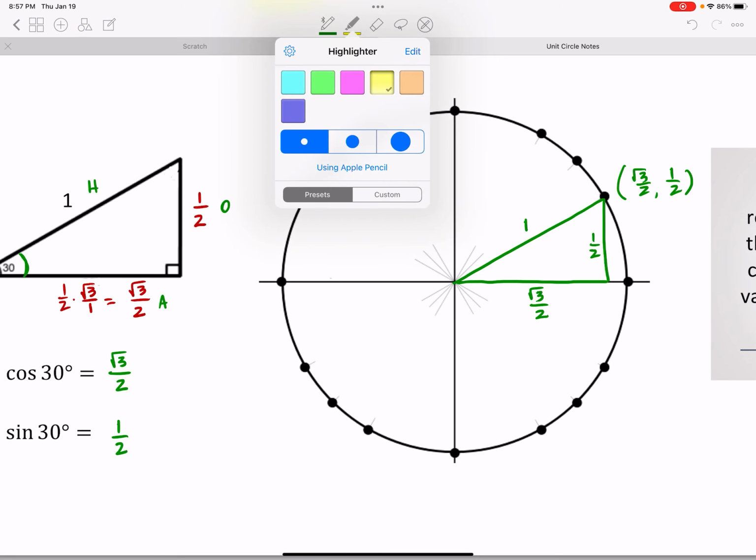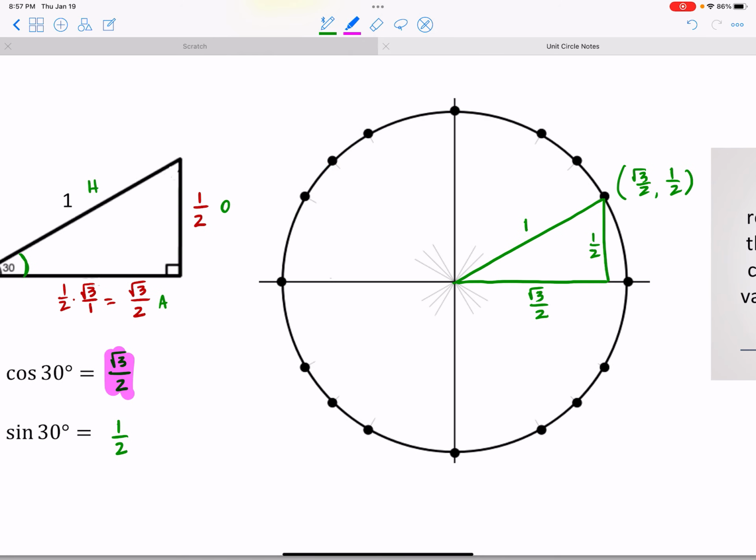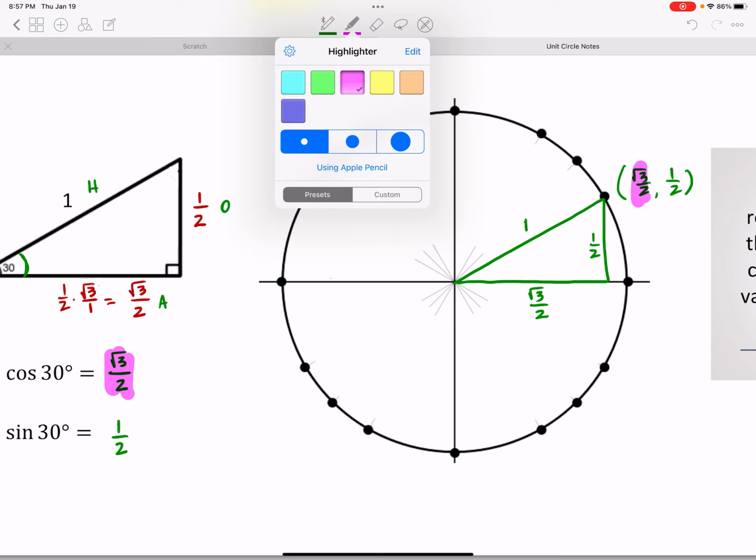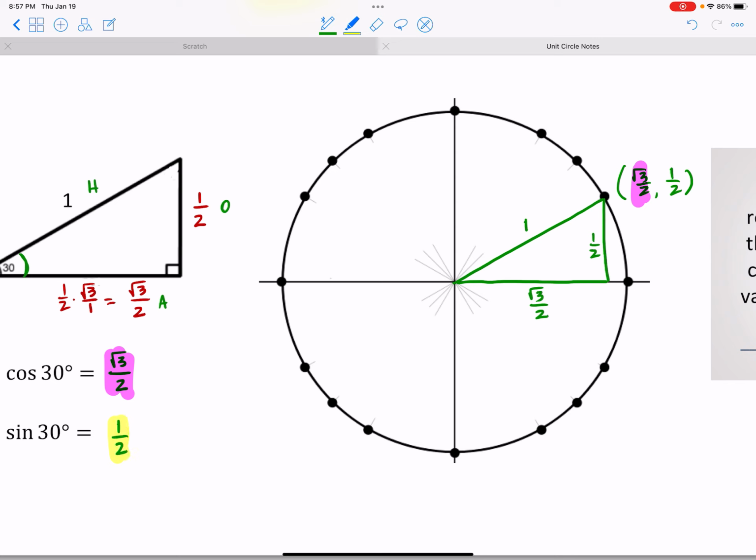So if I said, what is the cosine for 30 degrees? It shows up right here in the x value of that coordinate. And if I said, what is the sine for 30 degrees? It shows up right here in that y coordinate. So again, there's my 30-degree angle.